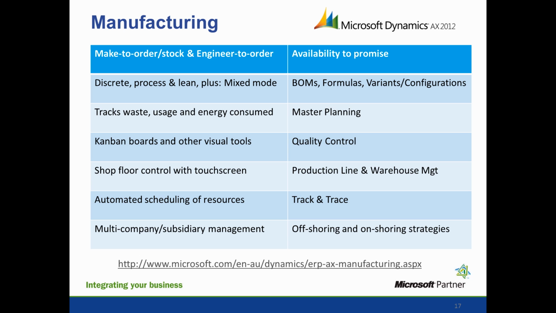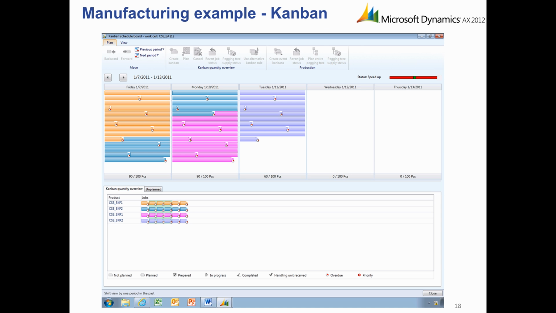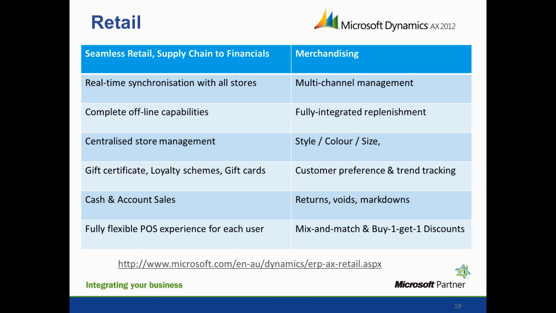With relation to manufacturing, AX has got full manufacturing functionality around Kanban boards, around discrete, process, lean and mixed mode manufacturing. There's the automated scheduling of resources, quality control, functionality around master planning, bill of materials, track and tracing, and production line and warehouse management, only to name a few. And there's a nice little Kanban schedule screenshot on the screen now.